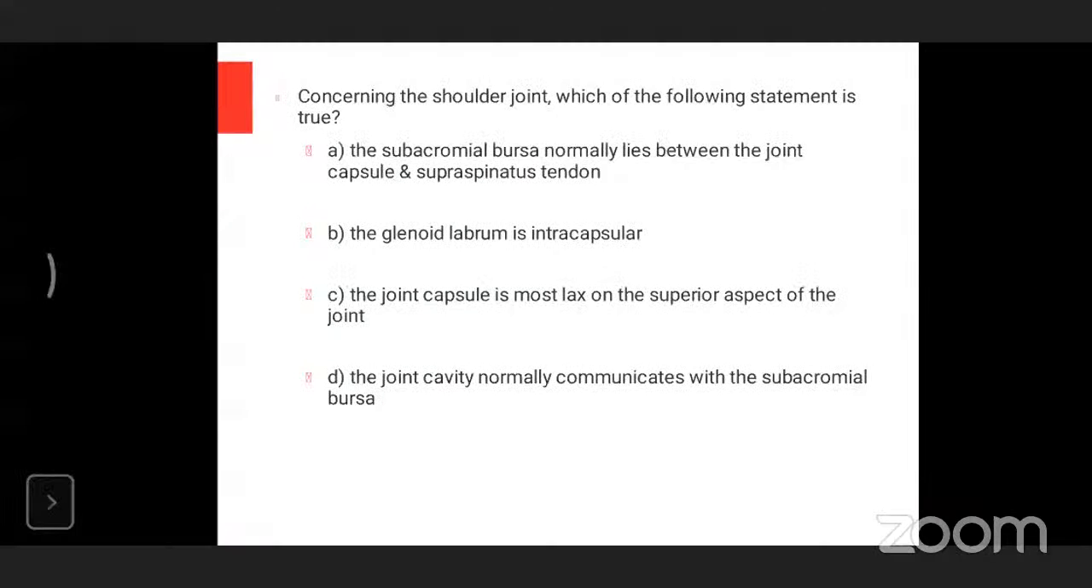Joint capsule and supraspinatus tendon. The glenoid labrum is intracapsular. The joint capsule is most lax on the superior aspect of the joint. The joint cavity normally communicates with the subacromial bursa.